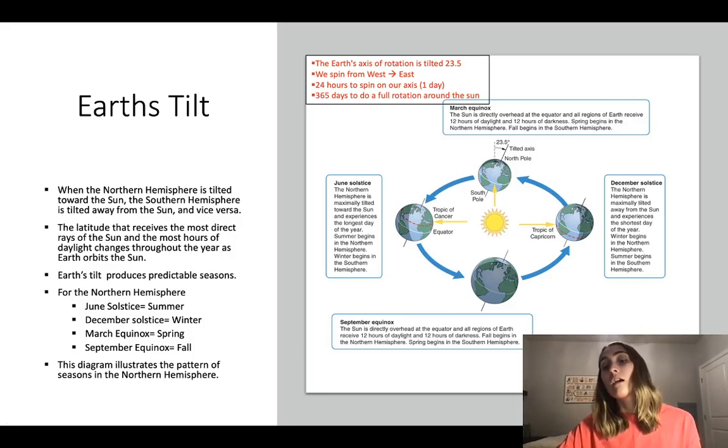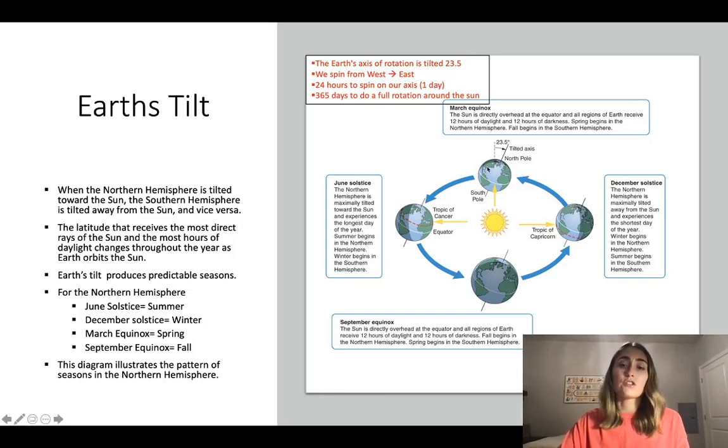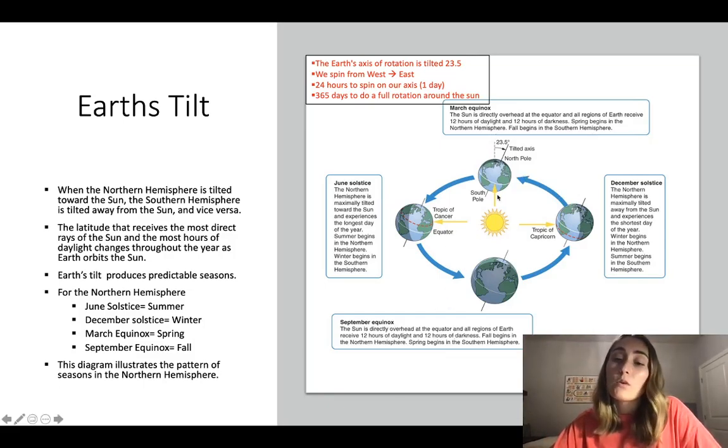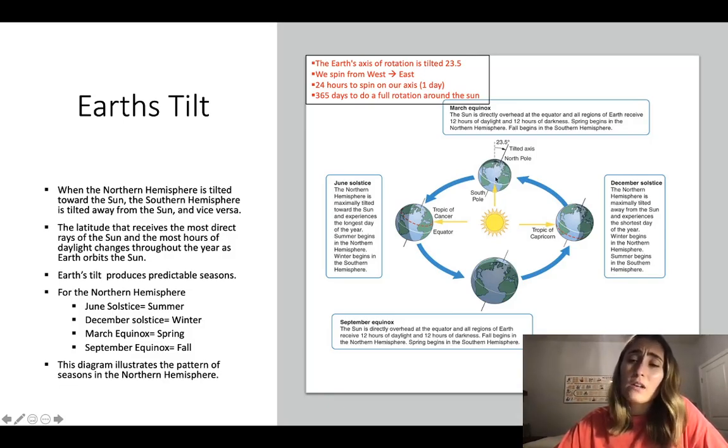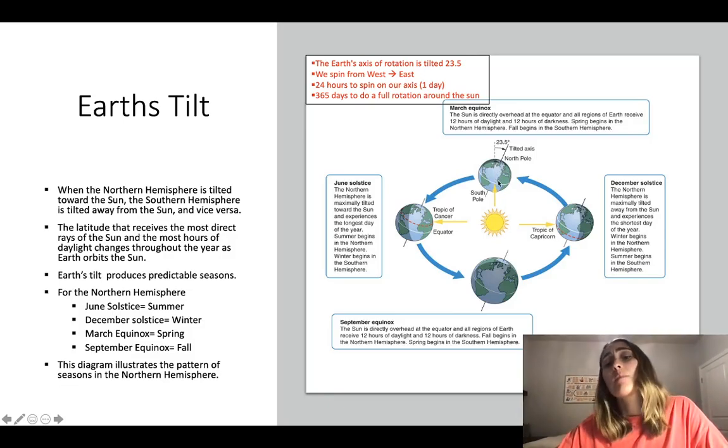So this will be the point of the planet that is most perpendicular to sunlight and receiving the most direct amount of sunlight. So after the December solstice, follow the direction of the arrows, we hit the March equinox. With the March equinox, much like the September equinox, we're receiving about 50% in each hemisphere. So we're also about equal with 12 hours of daytime and 12 hours of darkness.